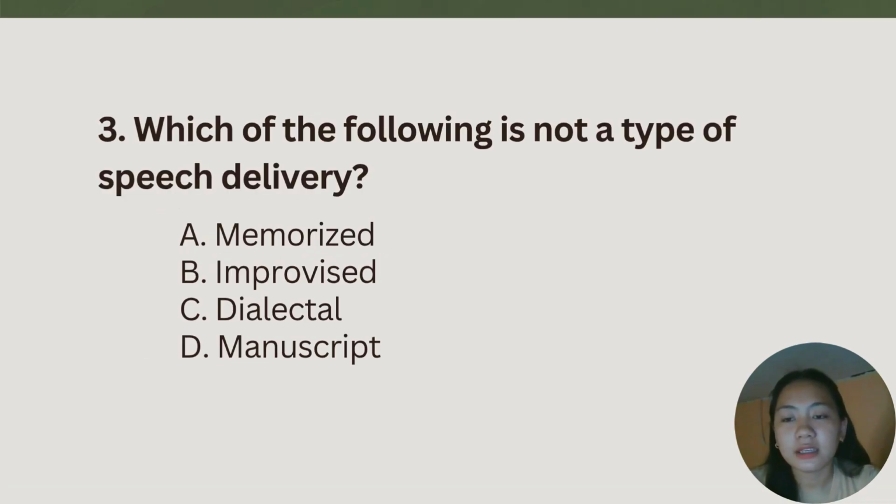Okay, next, number three. Which of the following is not a type of speech delivery? Letter A, memorized. Letter B, improvised. Letter C, dialectal. And letter D, manuscript. So we're looking for the one that is not a type of speech delivery. You have 5 seconds to answer.